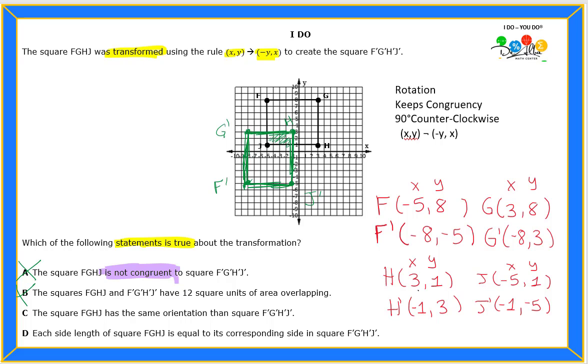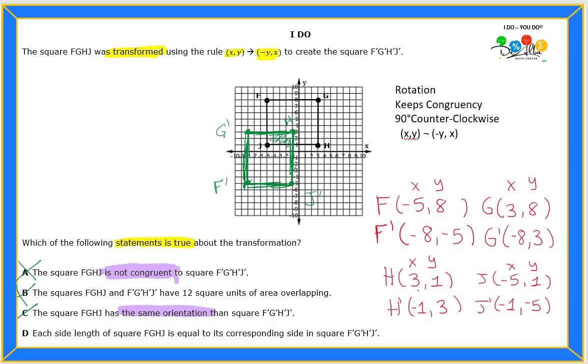Okay. Letter C, the square FGHJ has the same orientation as my prime, right? And I know what you're thinking about that one. Miss, it looks like they're pointing the same way. Since it's a square, we cannot really see that. But when you do a rotation, the orientation doesn't stay the same. Okay? Because think about a clock, right? When the little hands of the clock move, they don't stay in the same orientation. They keep on changing and changing, right?